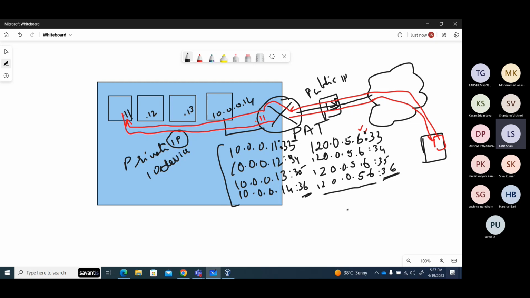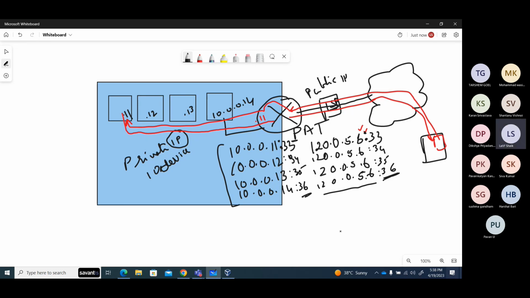multiple private IP addresses to a single public IP address that we are using. That is called a PAT technique. So in NAT it is 1-to-1, in PAT it is many to one, or all to one. Okay, so PAT is port address translation. We are putting many to one. That's why it is NAT overload.